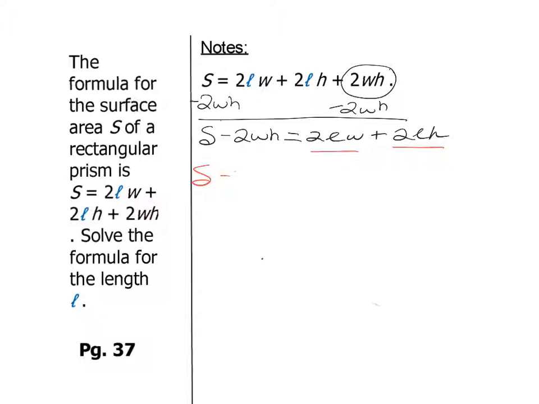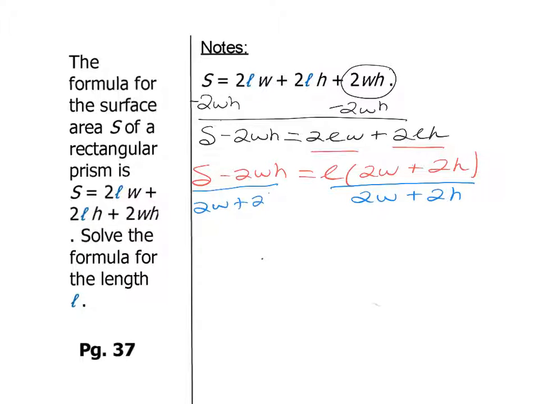So you have S minus 2WH equals, take the L out, since that's what you're trying to get by itself. Put parentheses. I multiply L by 2W to get 2WL. I multiply L by 2H to get 2LH. And then I say to myself, well, darn, I'm not quite done yet. So I have to divide by this, since I'm multiplying by it. And that goes away. And I finally have my answer, which is L equals S minus 2WH over 2W plus 2H.